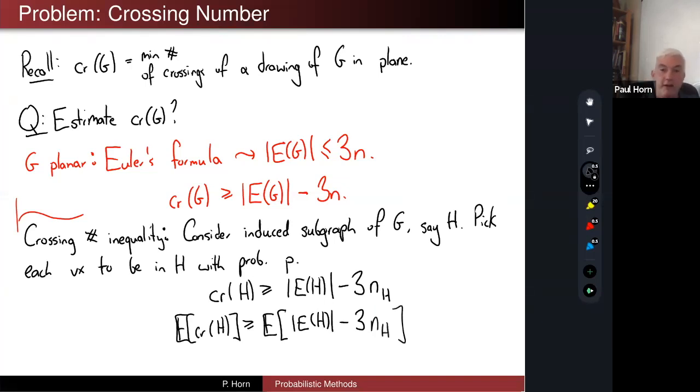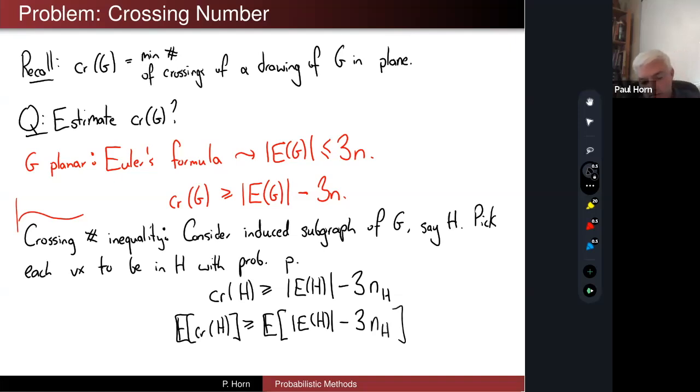H is random. I have two numerical quantities. One is this crossing number of H. It's always bigger than this quantity on the right-hand side, and therefore the average of these values has the same inequality.